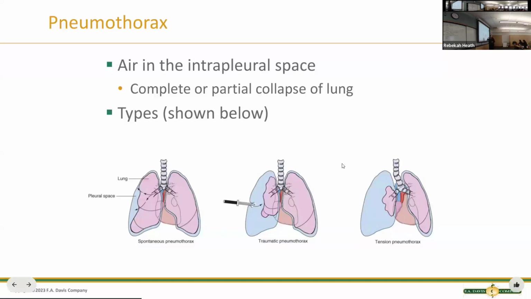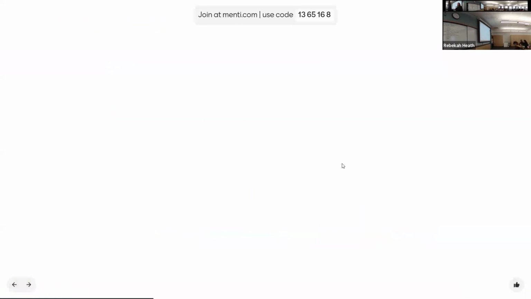So how do we treat this? First you want to stop it. You want to stop air from getting in. And yeah, you put something over it, but then how do we get rid of that air? You have to drain it. A lot of times we would do a chest tube.